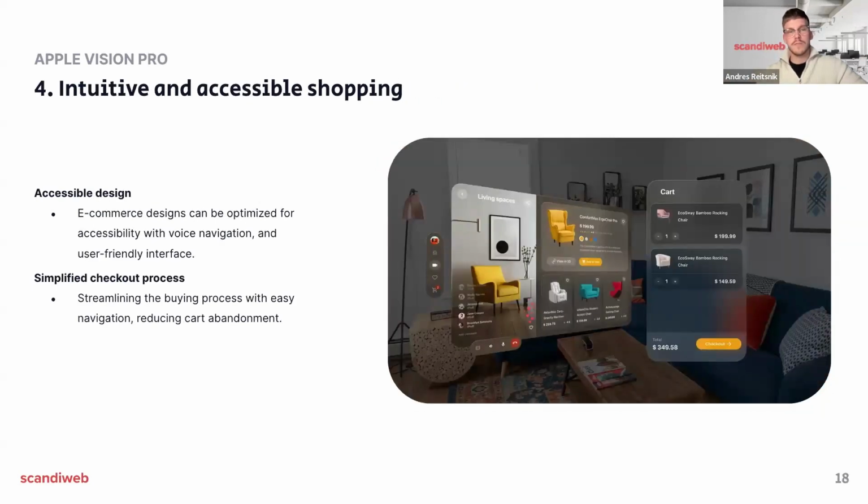Intuitive and accessible shopping. So Apple Vision Pro emphasizes a lot on its ergonomic design, as we all know, and inclusive shopping experience. So by focusing on user-friendly features and the interface design, it can sort of cater to the diverse needs of all users, ensuring that everyone, regardless of their abilities, can enjoy a seamless and positive shopping experience online. So e-commerce designs can be completely optimized based on the needs of the users, based on the needs of the retailer as well.